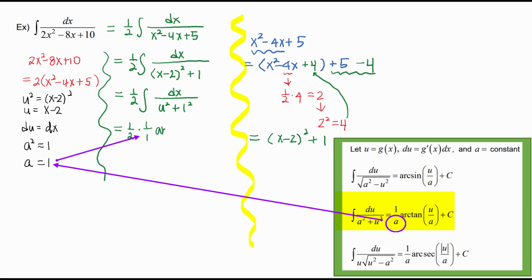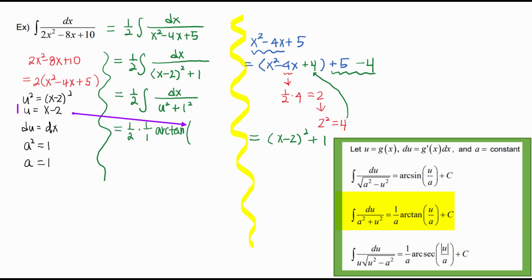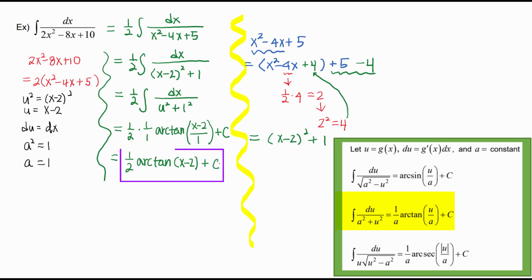Okay, so now I have a 1/2 in front of the integral times 1 over a, my a is 1, arctangent of u, my u is x minus 2, over 1 plus constant of integration c. When I clean it up, 1/2 times 1 is just 1/2. Arctangent of x minus 2 over 1 is x minus 2, plus c. So here is our answer.